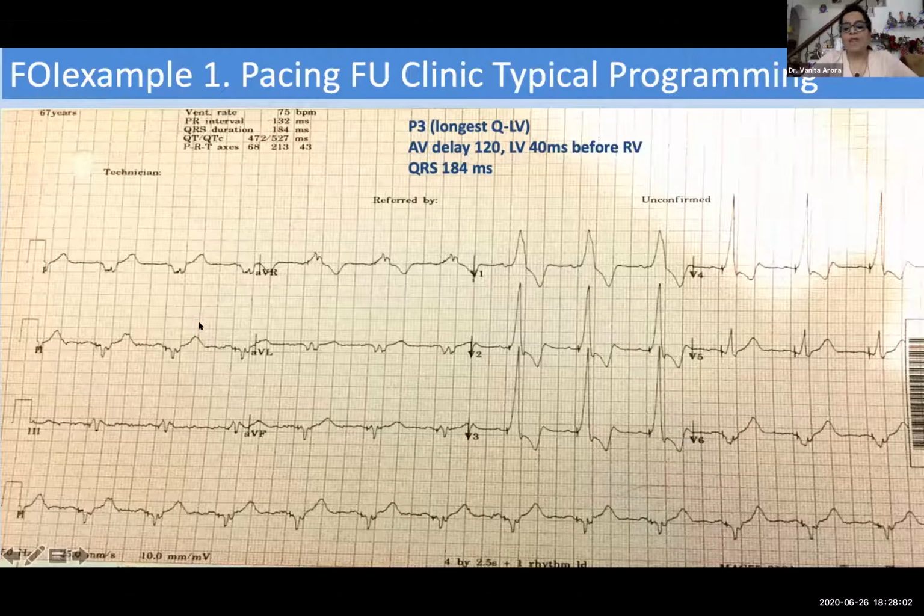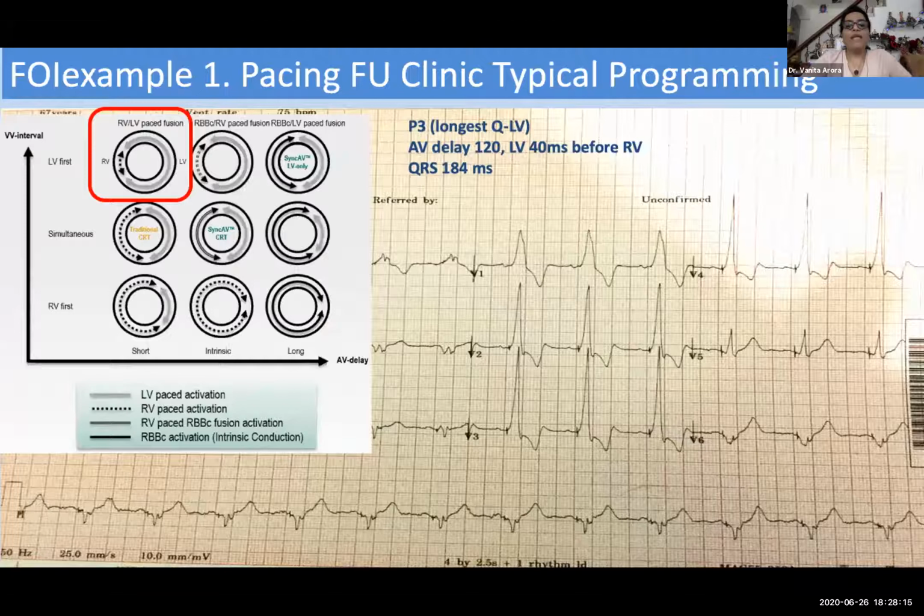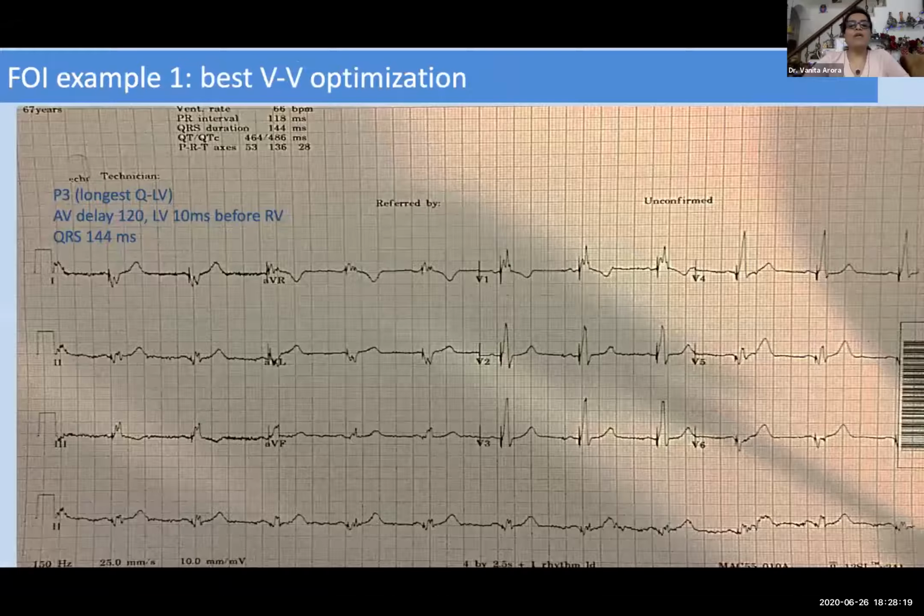But what do we have here? What we have is a wide QRS. The QRS width is still 180 milliseconds. What can we do to narrow down the QRS to have a better result? Because the forces here are totally from the left. They are left-paced activation. What we do is that we make it less early. We reduce the LV first to 10 milliseconds before RV, and we have a better QRS.